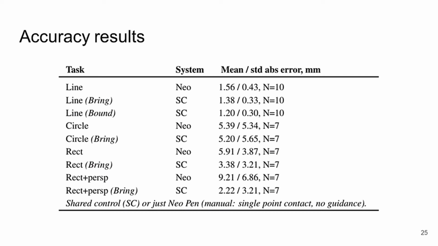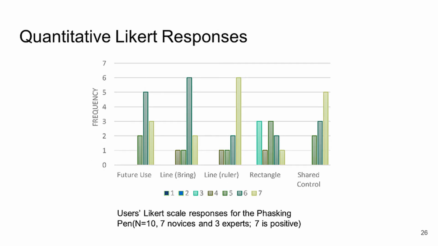PHasking drawing improved the precision compared to the manual drawing as shown here. After the task, all participants were asked to complete a Likert scale from 1 to 7 on how likely they are to use this system again in the future, and whether they would use this feature again, assuming a more refined version of the tool, for each of the line, rectangle, circle, and shared control. We asked if the movement, speed, and force are appropriate for the users.